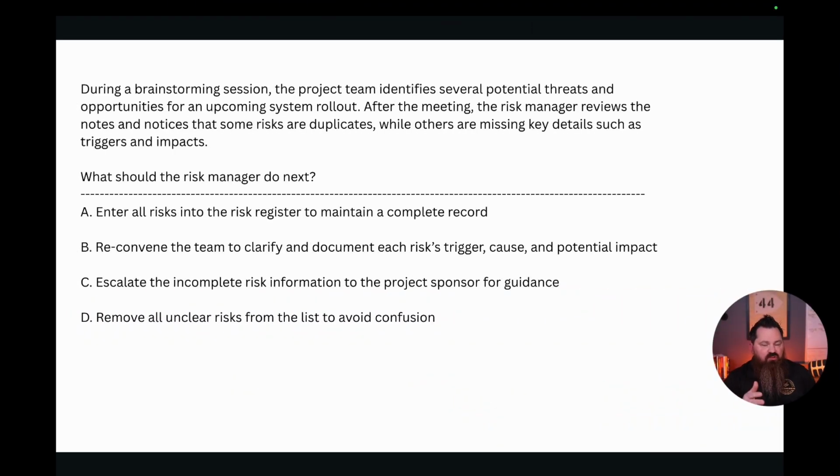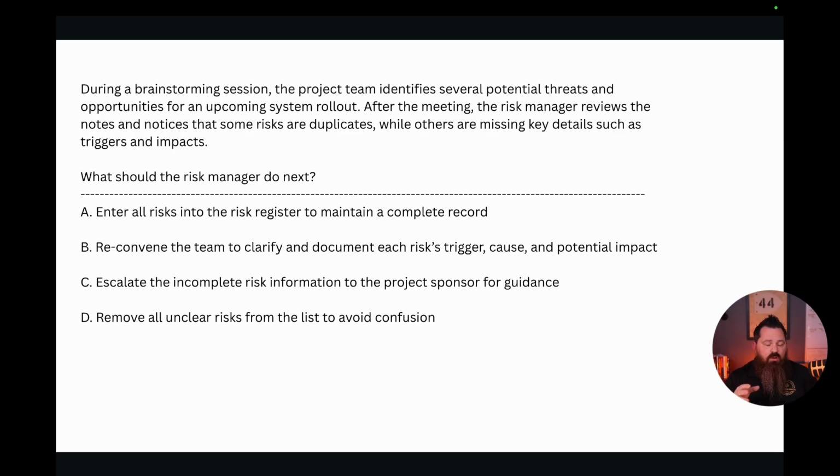Okay, so here's the first one. Easy question. Start with the last sentence when you're reading these questions. What should the risk manager do next? Here we know what we're doing next. Sounds simple, but you want to know that while you're reading the question. So during a brainstorming session, the project team identifies several potential threats and opportunities for an upcoming system rollout. After the meeting, the risk manager reviews the notes and notices that some risks are duplicates, while others are missing key details such as triggers and impacts.